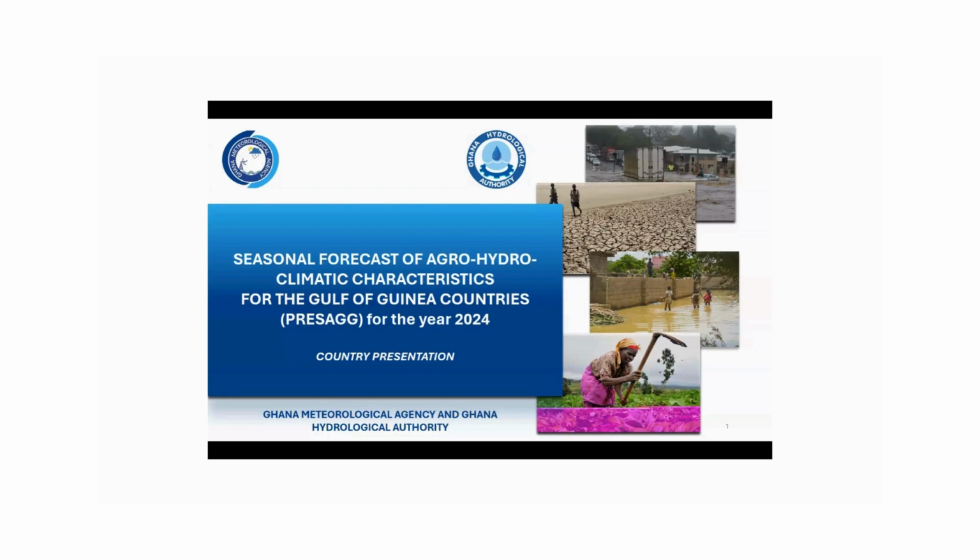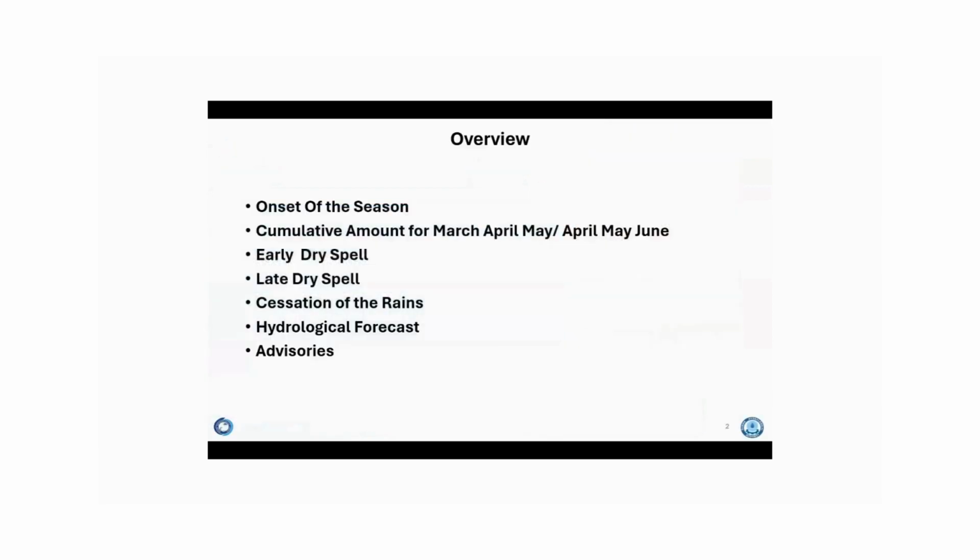And so this year, within this season, Ghana was privileged to host the neighboring countries for the Gulf of Guinea forecast. And that is why this name. We do it together with our colleagues from the Hydrological Authority, so they also forecast the rivers, the flows, and the basins. So that is the reason for this name.